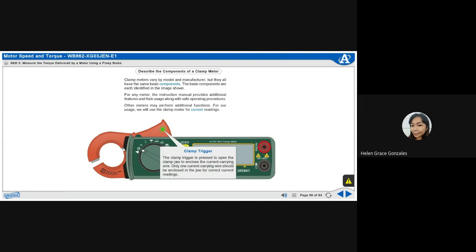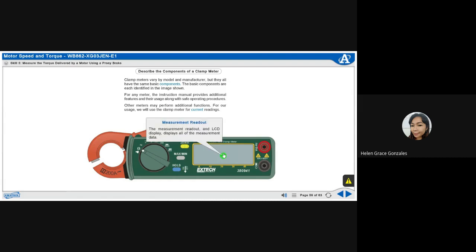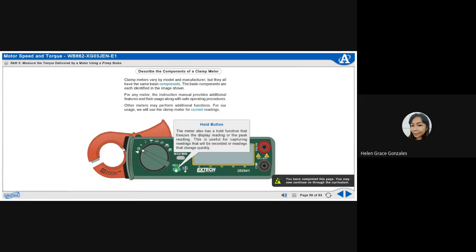Clamp Trigger. The clamp trigger is pressed to open the clamp jaw to enclose the current carrying wire. Only one current carrying wire should be enclosed in the jaw for correct current readings. Measurement Readout. The measurement readout and LCD display displays all of the measurement data. Hold button.